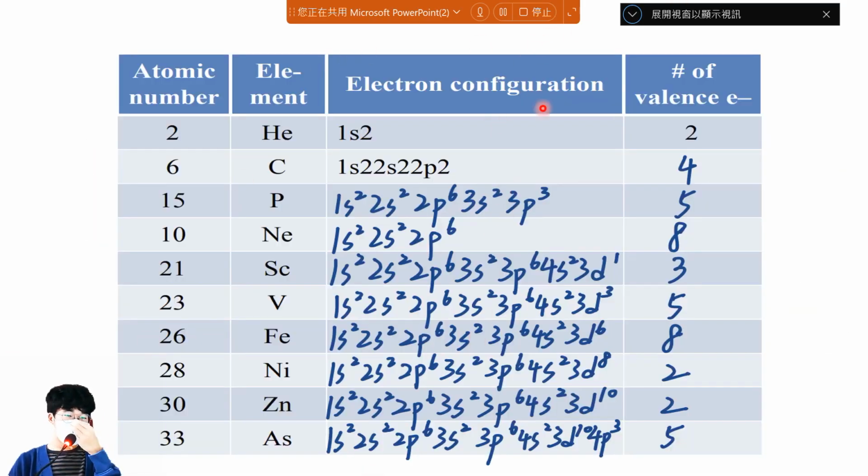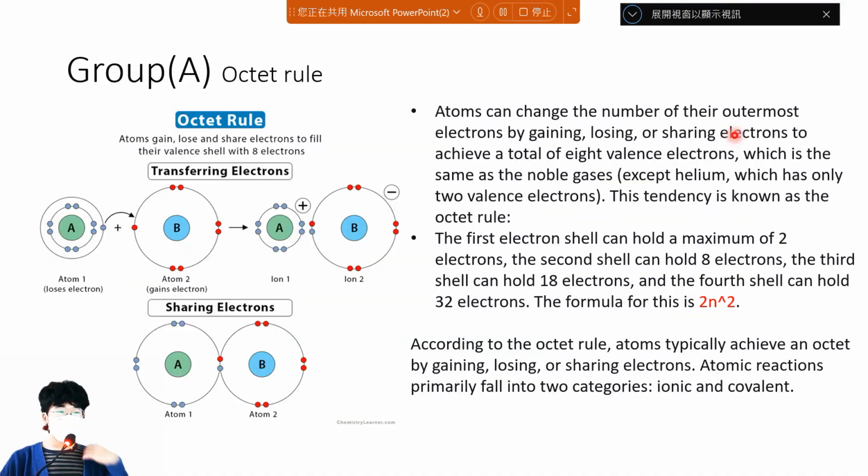And these are the electron configurations of these elements and the number of valence electrons. And the last one is the octet rule. The octet rule dictates that atoms are most stable when their valence shells are filled with 8 electrons.